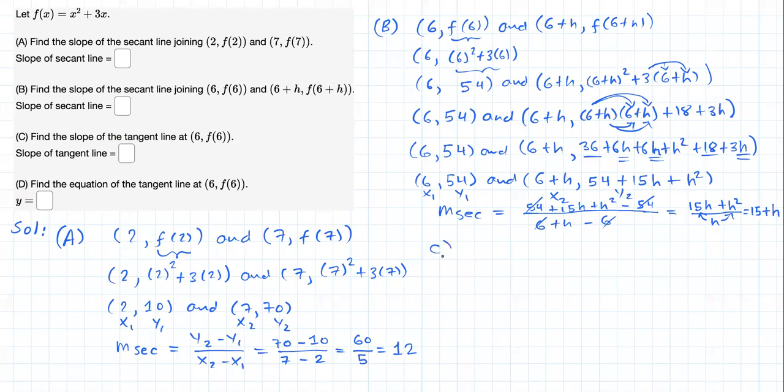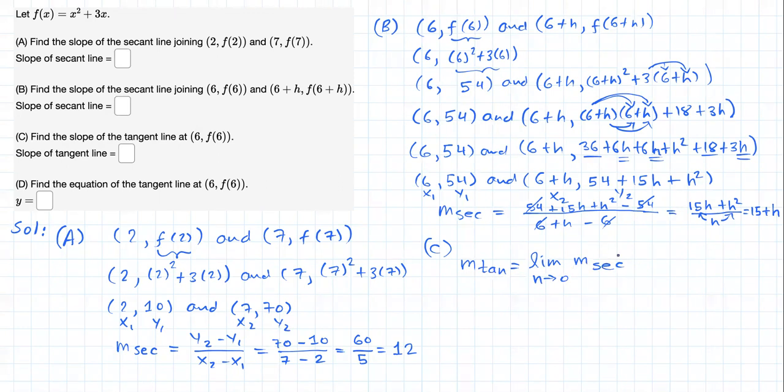On part C, they want you to figure out the tangent line at this base point 6 comma f of 6. That point is just 6 comma 54, right? The base point. Now, remember, in order to compute the slope of the tangent line at some base point, you can take the limit as h approaches 0 of the slope of the secant lines on neighborhood points with respect to these base points, right?